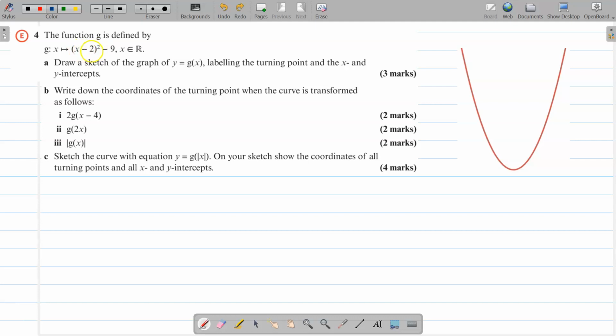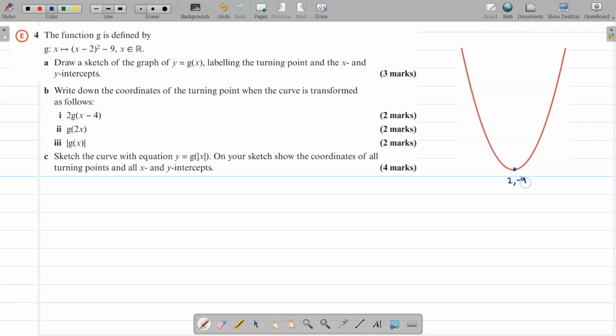The -2 with the x causes it to move 2 units to the right, and the -9 causes it to move 9 units down. So the turning point, the minimum point, instead of being at the origin, is going to be at the point 2, -9. So I can start, I've just done an outline sketch of a parabola here. I know that this minimum point here is the point 2, -9. So I'm going to start by labeling that. Okay, 2, -9.